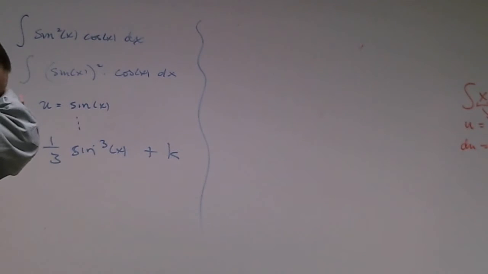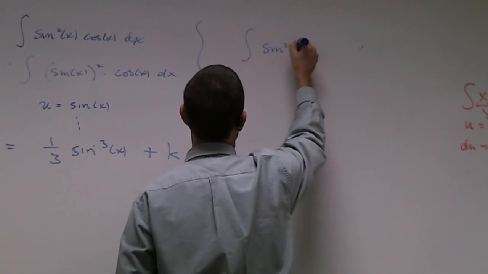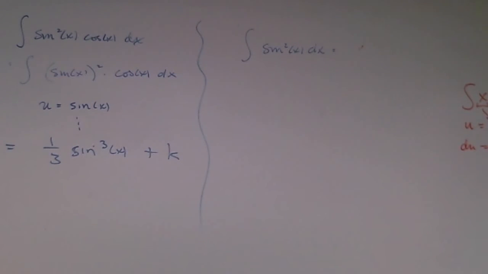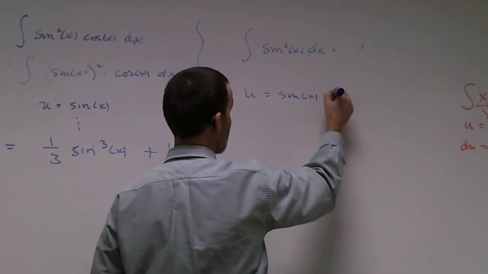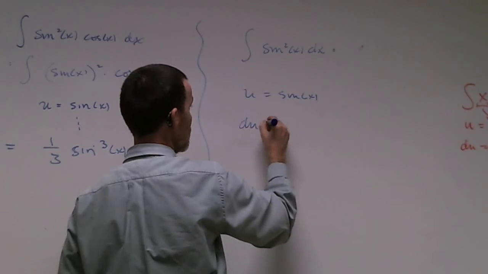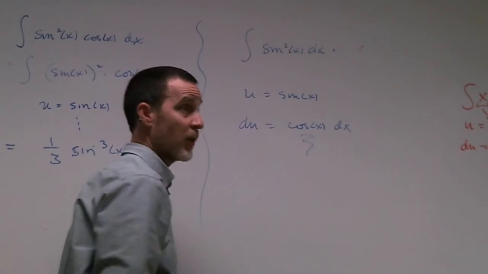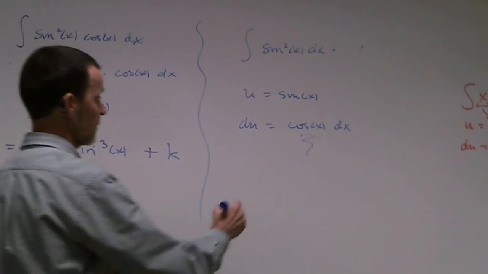Now, suppose the cosine weren't there. Well, now you could try u sub with u equals sine of x, but then du is cosine of x dx, and I don't see a cosine anywhere in there to substitute that. So I'm stuck.